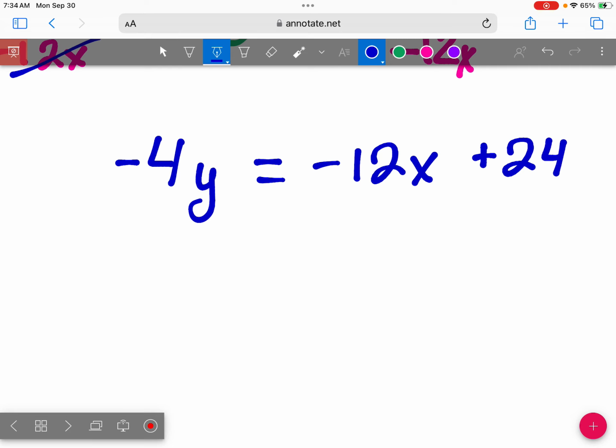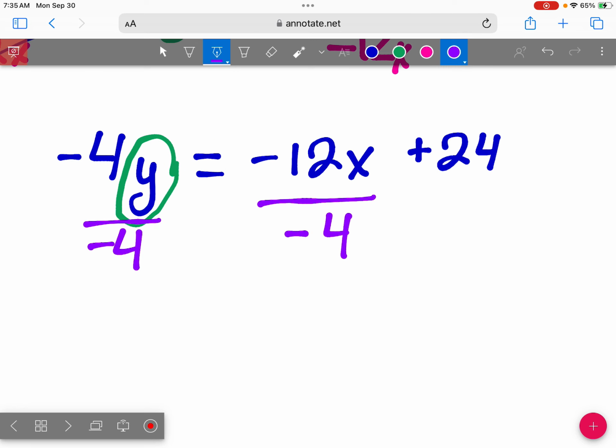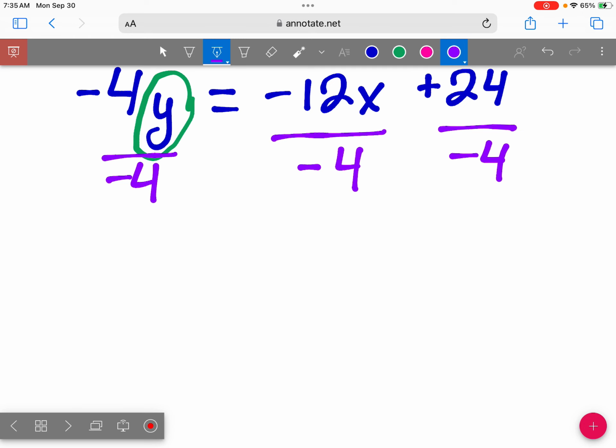Okay, still trying to find our y all by itself, our solve for y. What do I need to do to get my y all by itself? Divide by negative 4 to absolutely every piece. So negative 4y gets divided by negative 4, negative 12x gets divided by negative 4, and the 24 gets divided by negative 4. When I say each piece, I mean each thing that is added or subtracted.